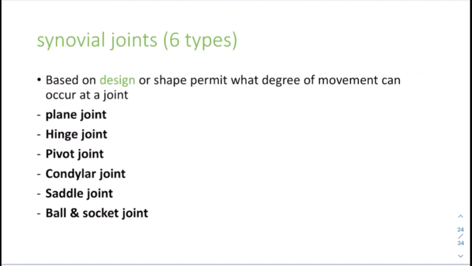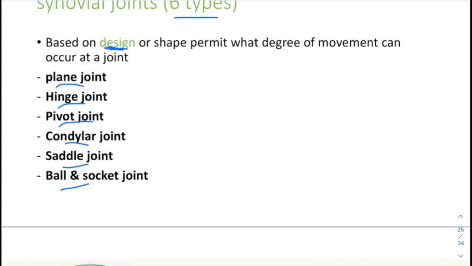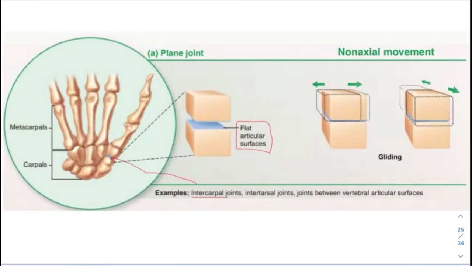Okay, so now let's talk about the 6 types of synovial joints. The 6 types are based on the design, and based on design, they are going to permit the degree of movement. So we have plane joint, hinge joint, pivot joint, condylar joint, saddle joint, and ball and socket joint. Okay, so the first type, we have the plane joint.